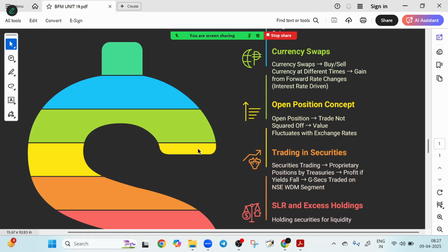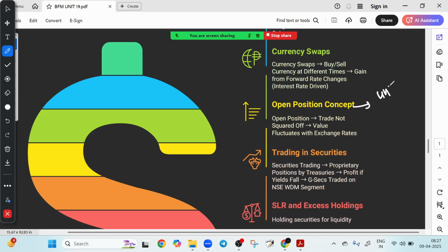Then we have the open position concept. What is the meaning of open position? An open position means an unfinished trade, right? Why is it called open? Because it is a trade that is not fully squared off. The value fluctuates with exchange rate movement. Remember, the value fluctuates with exchange rate movement, and it is tracked carefully to manage exposure and avoid risk. That is the concept of an open position.